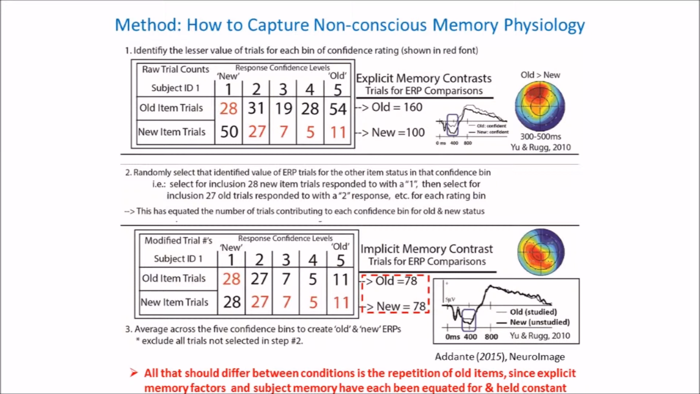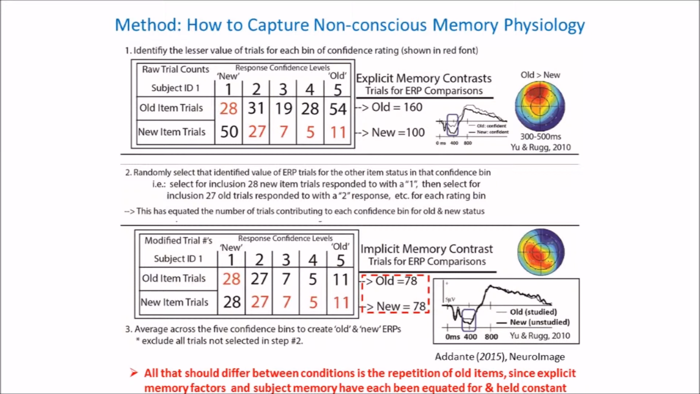Now what you want to do, though, is hold consciousness constant. We have a very sensitive measure of their conscious experience, and that sensitive measure is the different levels of confidence ratings. Okay, so we need to hold confidence ratings equivalent between our old and new conditions. I'll show you how we do that. Instead of comparing old and new, such that there are more old items recognized than new, you want them to be the same. So you randomly select, in each confidence column here, the same number of trials.